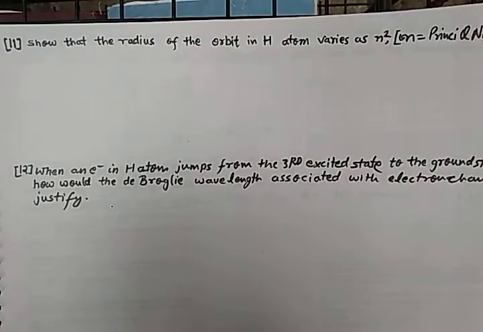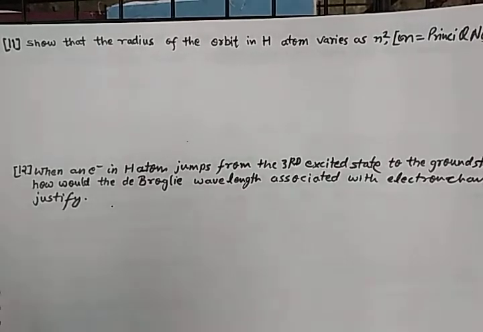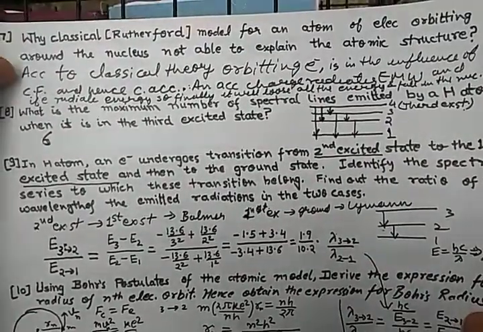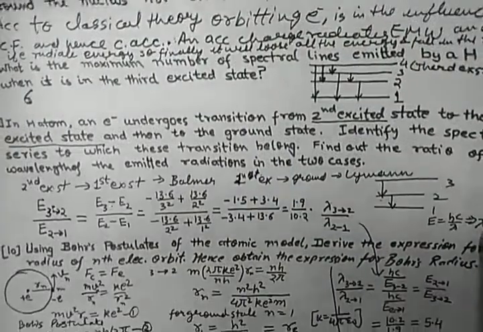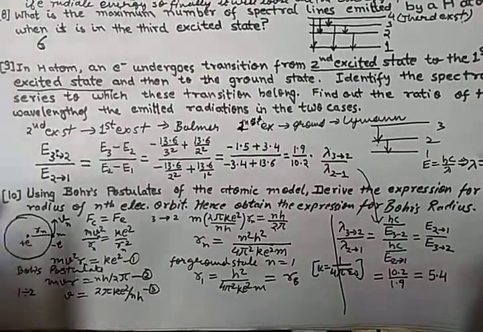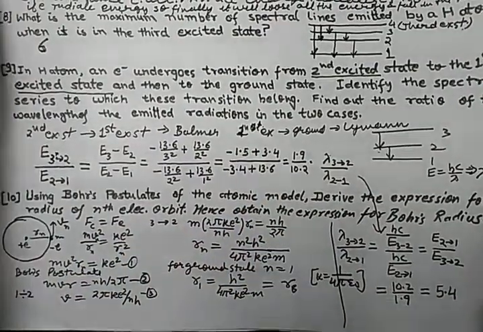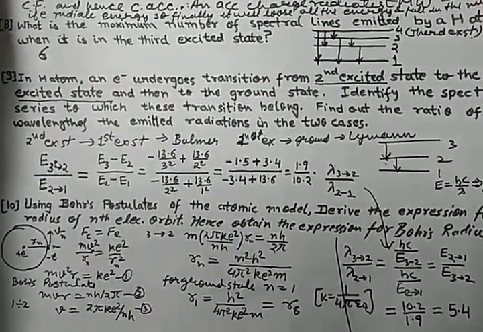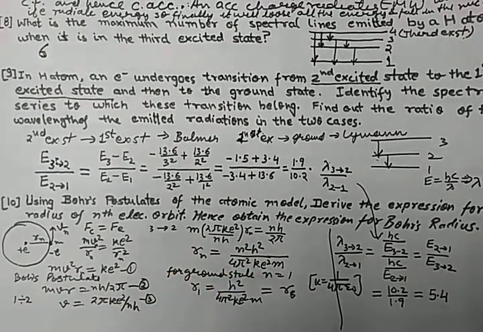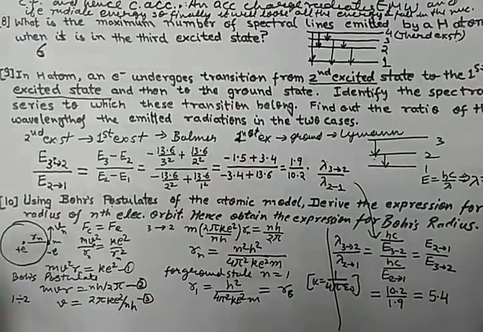Show that radius of orbit in hydrogen atom varies as n square. Surprisingly, I picked both of these questions. Actually, what we did in the earlier question, that is what we have to do here, and that is why I am not doing it, because r_n is directly proportional to n square. So exactly this thing should be copy pasted there.